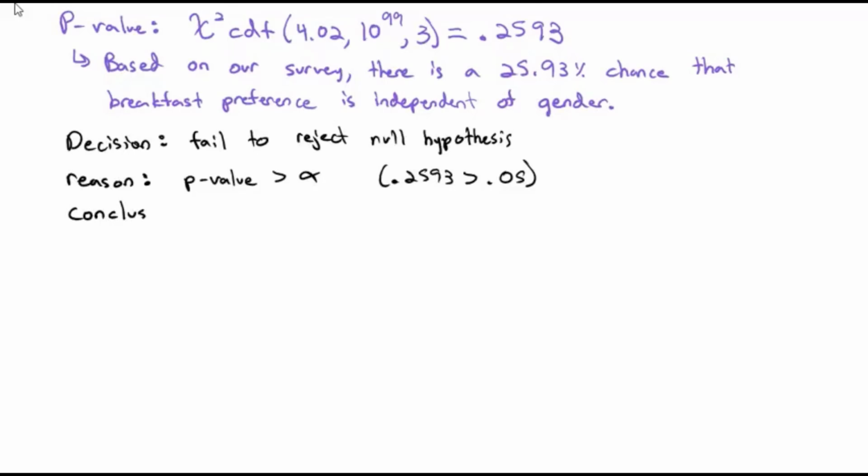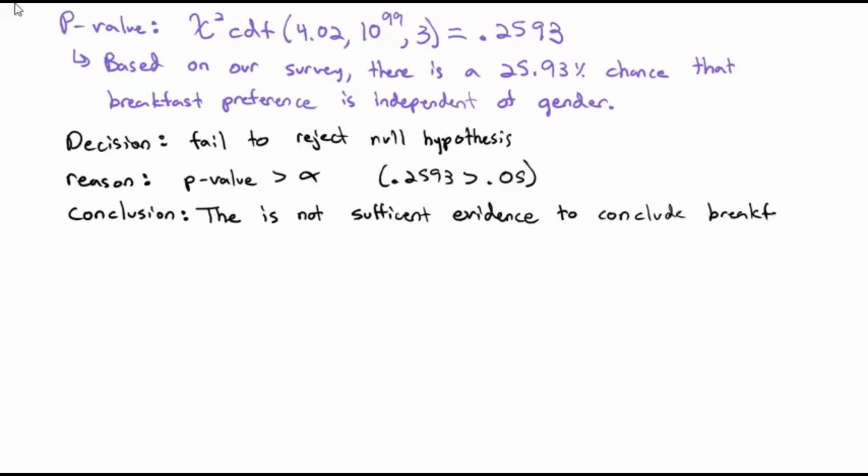So we make a conclusion. Our conclusion is that there is not, always in context in the alternative hypothesis, there is not sufficient evidence to conclude breakfast preference is dependent on gender.